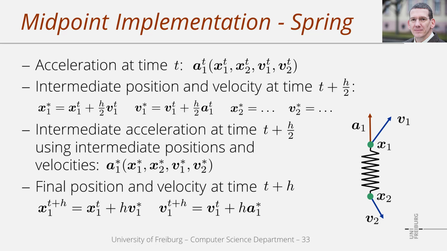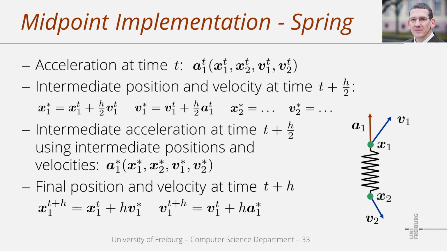And then finally we use the intermediate velocities v star to update the positions from t to t plus h with an Euler step, and we use the intermediate accelerations a star to update the velocities from t to t plus h. All these computations are shown here just for particle 1, but they are exactly the same for particle 2. The important point to note here is that we need to compute and store all intermediate positions and velocities before we can perform the last step in the midpoint scheme.